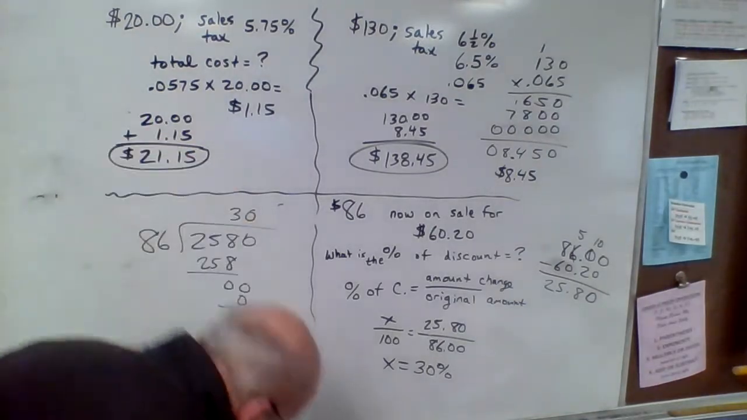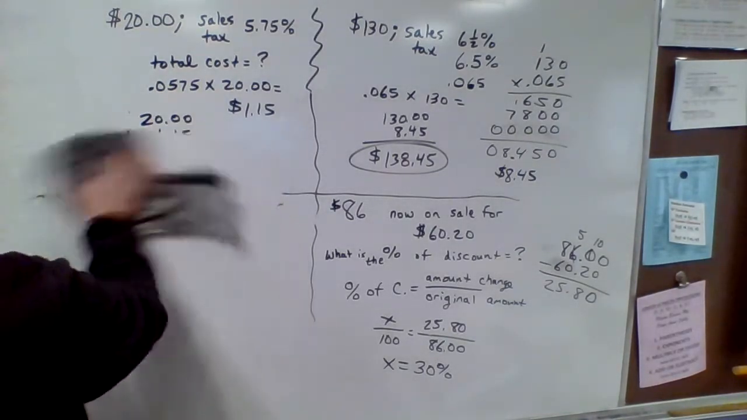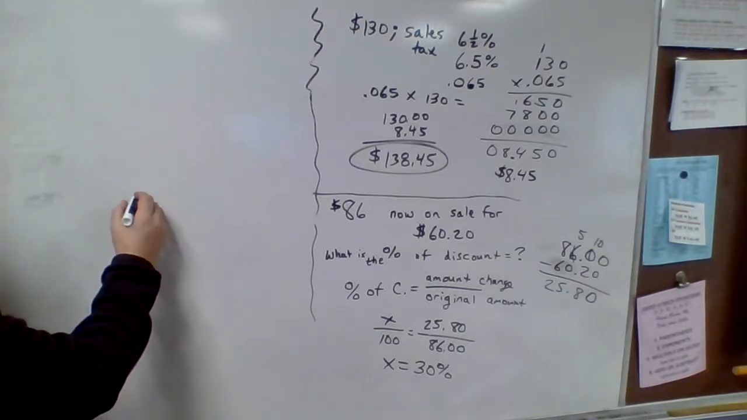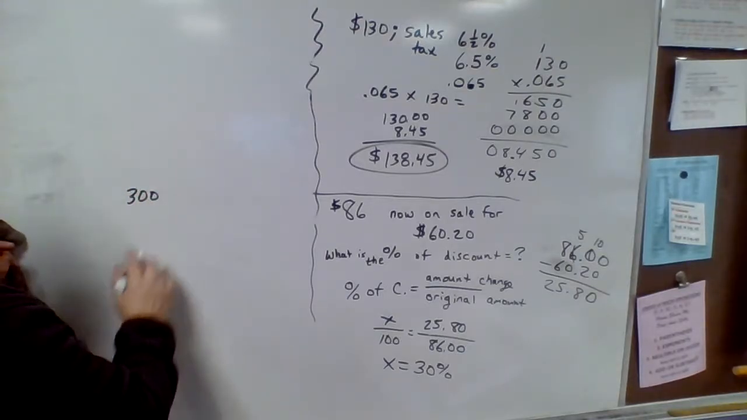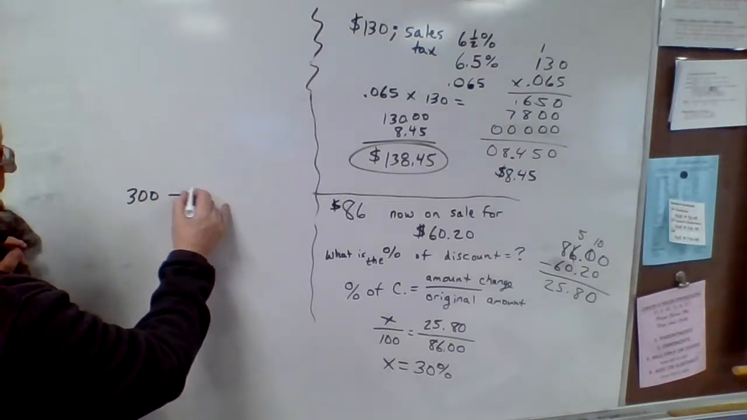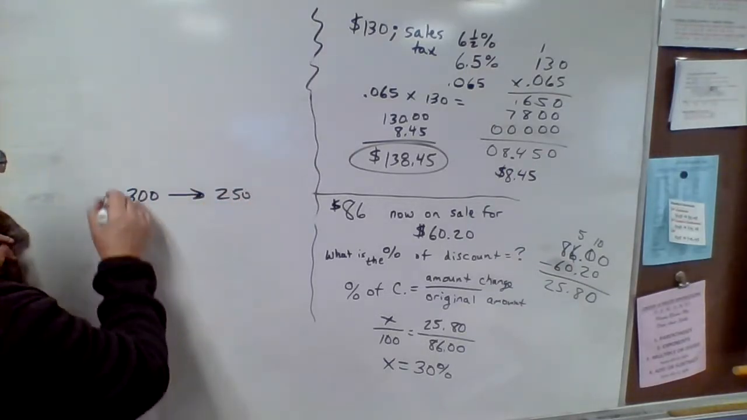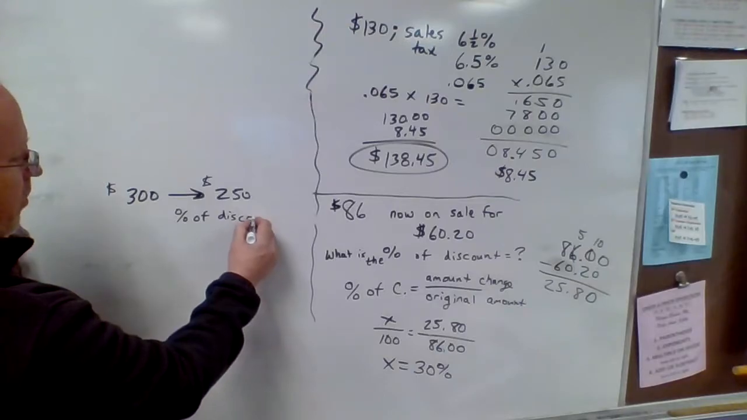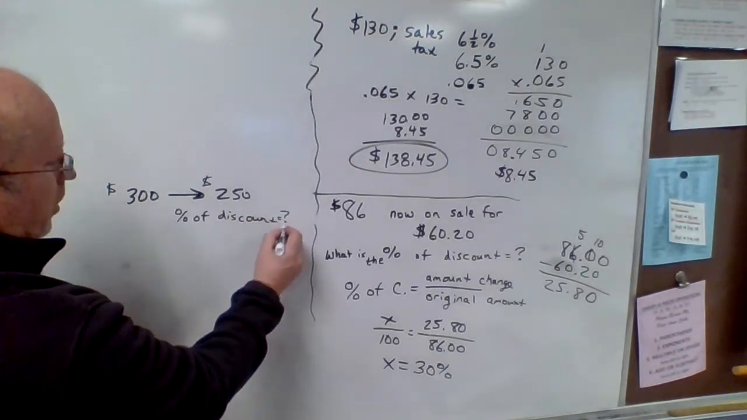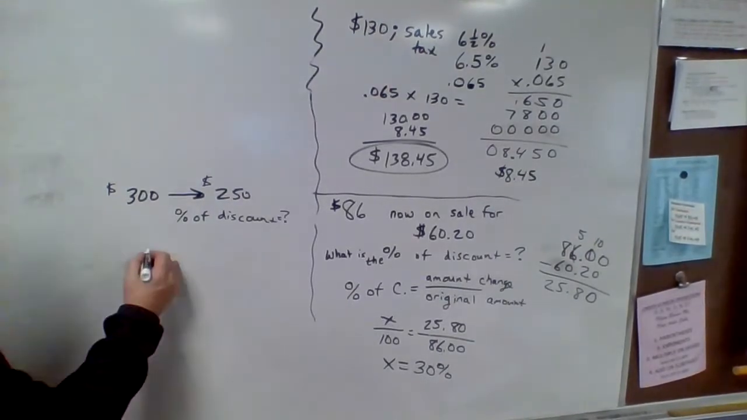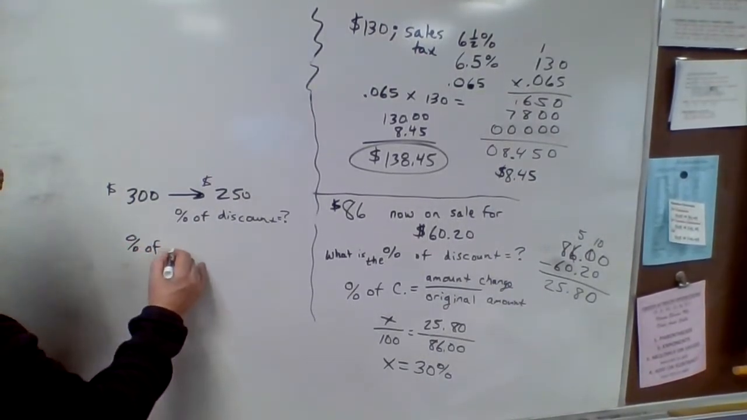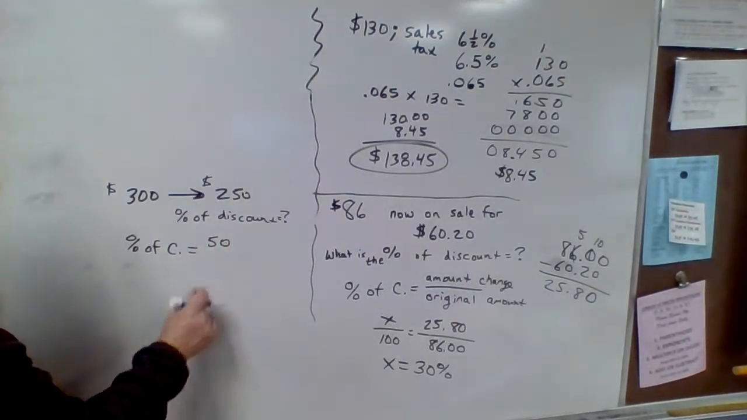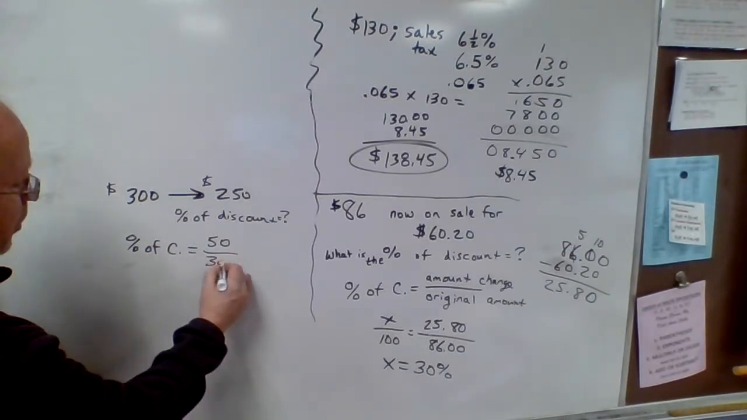Let's try it with another problem that's similar to this. What if the original price of the item was $300, but now the price of the item has become $250? What is the percent of discount in this particular case? Well, we're going to do it similarly to what we did before. The percent of the change is equal to the amount of the change, which was $50, over the original amount of $300.